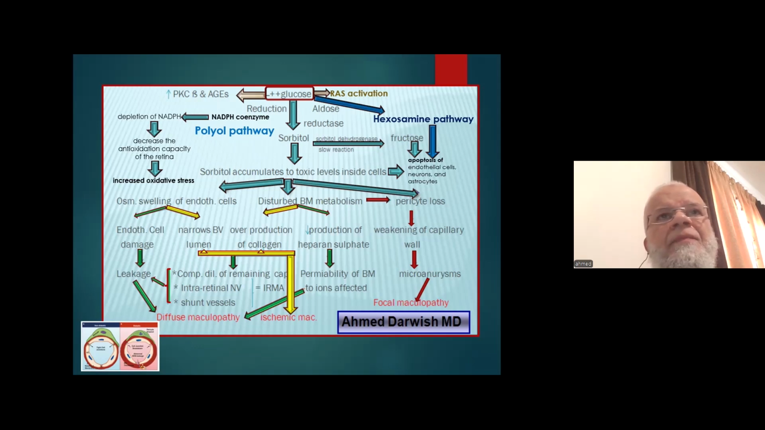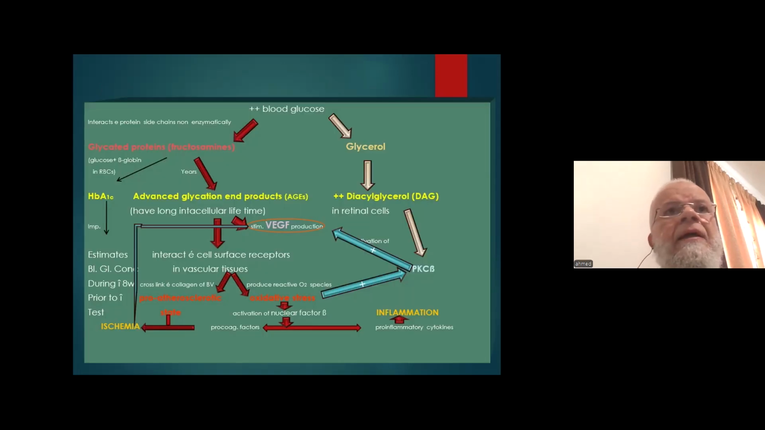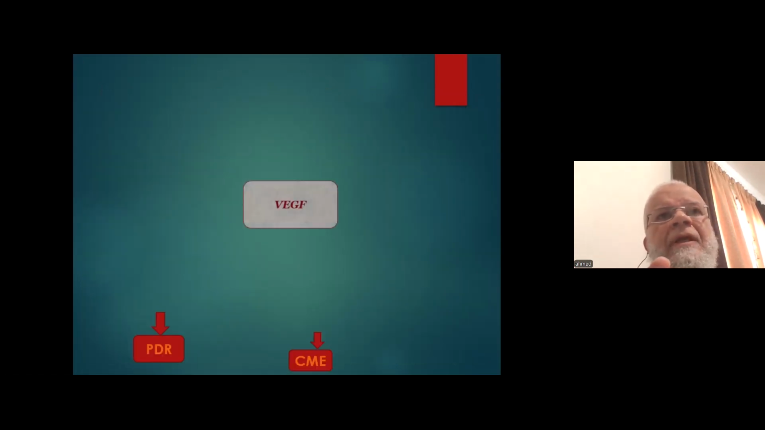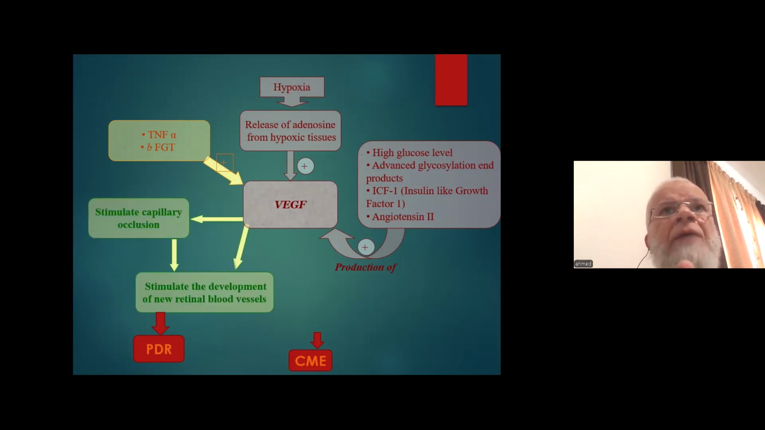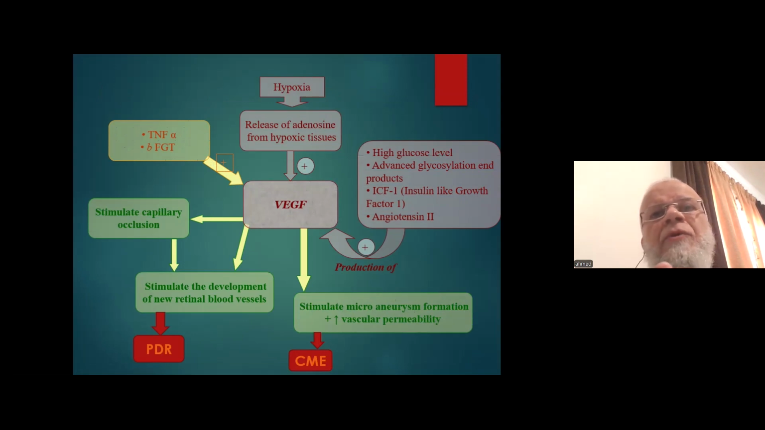A key factor which is produced because of the deranged metabolism is the vascular endothelial growth factor. Vascular endothelial growth factor is produced because of hypoxia, and this leads to two problems. The first is the stimulation of microaneurysm formation and the increase in vascular permeability, with the resultant diabetic macular edema. Next slide.